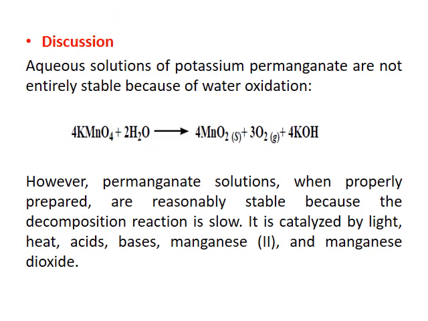Potassium permanganate solutions are not very stable because of the water oxidation which is present in the chemical equation stated in the slide. Well-prepared solutions are reasonably stable because the decomposition is slow. This decomposition goes faster in the presence of light, heat, acids, bases, manganese, and manganese dioxide.